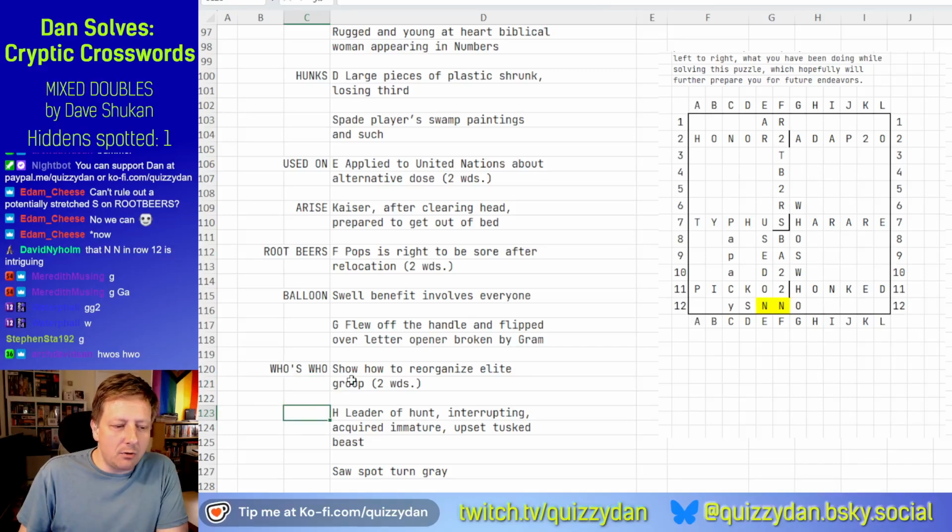Leader of hunt interrupting acquired immature upset tusked beast. Leader of hunt is H. I want it to be a mammoth. But then the leader of hunt isn't interrupting anything.